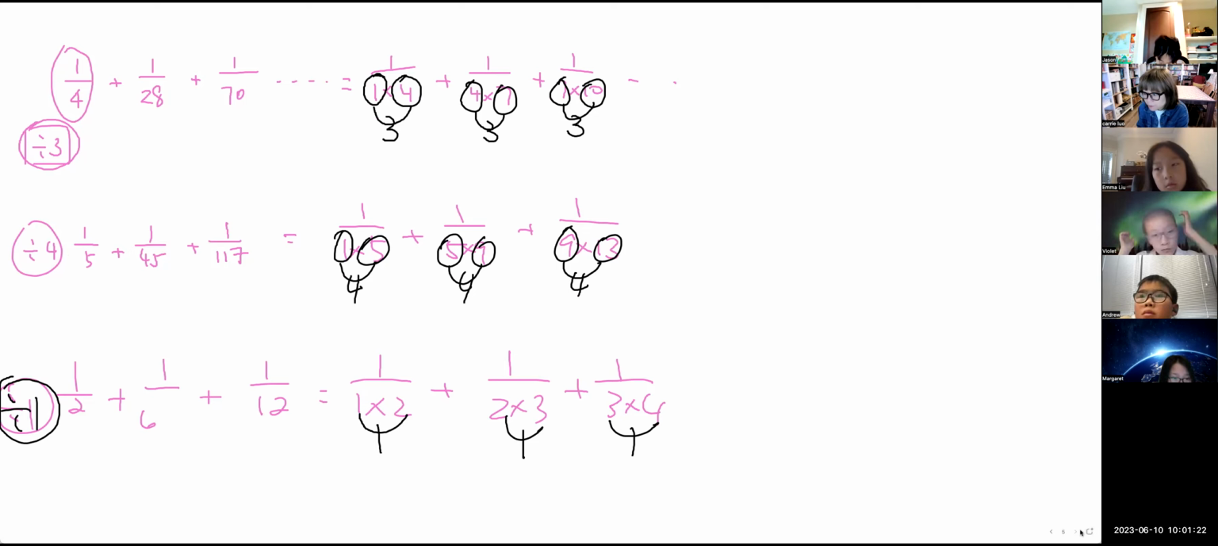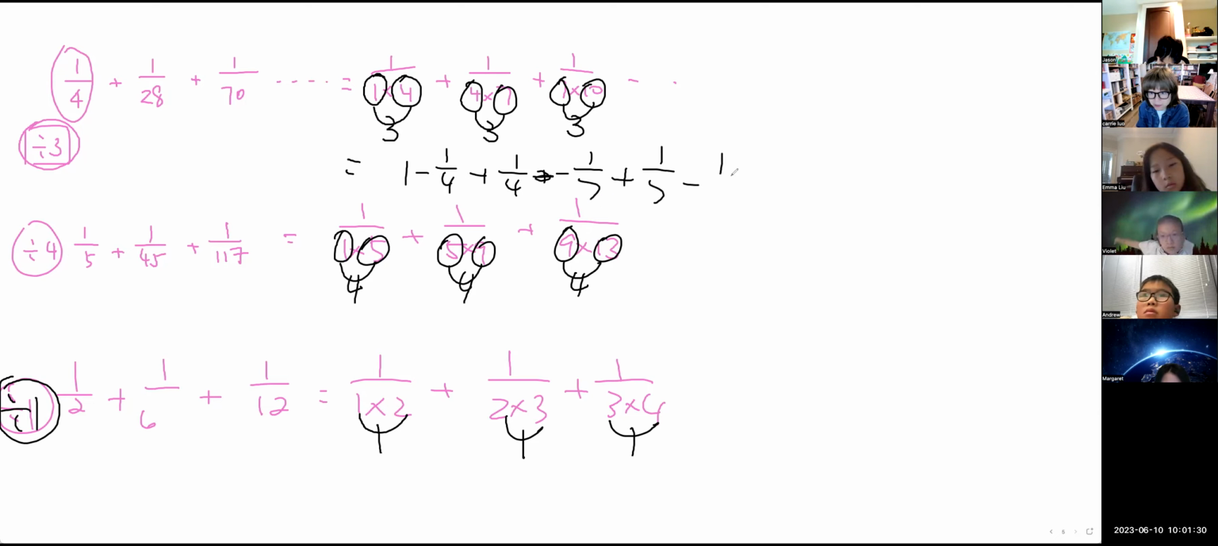Understand, Cynthia? Okay, you do the same thing. You just do 1 minus 1 over 4 plus 1 over 4 minus 1 over 7 plus 1 over 7 minus 1 over 10. But remember, you have to divide it by 3 because for every single split term, the difference between the denominators is 3. Understand, Andrew? Understand, Margaret?